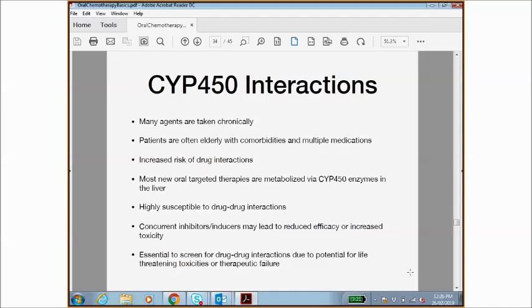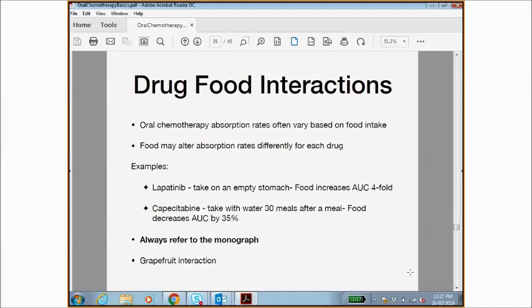So again, this is another thing that we have to look for, because getting back to what people are thinking about these pills, they are serious, and some of these drug-drug interactions can lead to life-threatening toxicity or therapeutic failure, which is also just as bad. And there's also drug-food interactions. The chemotherapy absorption rates can vary based on food intake. So the absorption rates are different for each drug. You have to check each drug separately.